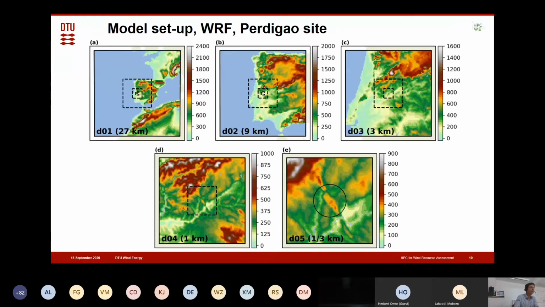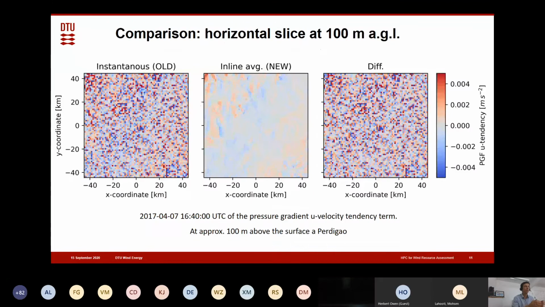So what does that mean? If you look at the WRF setup for the Pedregao case, we have these nested domains going into higher and higher resolution and zooming in on the area of interest. This is carried out as normal. But what we have now at a domain, this is actually around a 1 kilometer domain, is that we're taking out this gradient term.